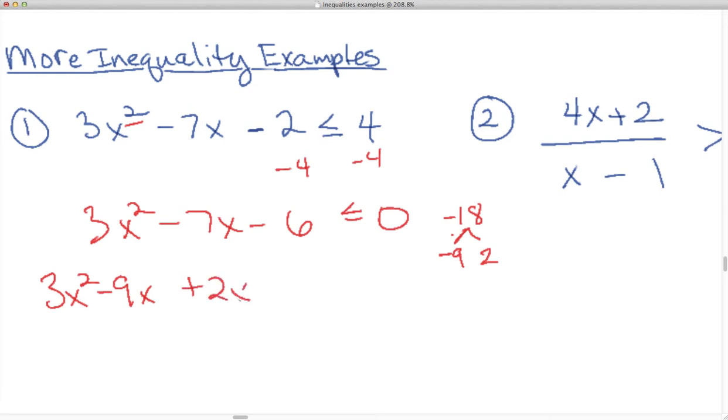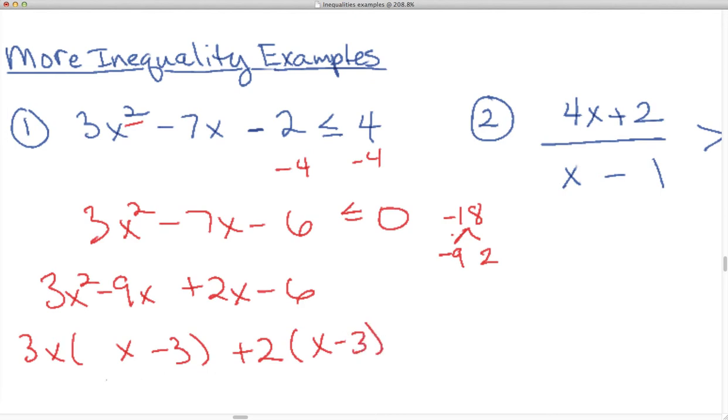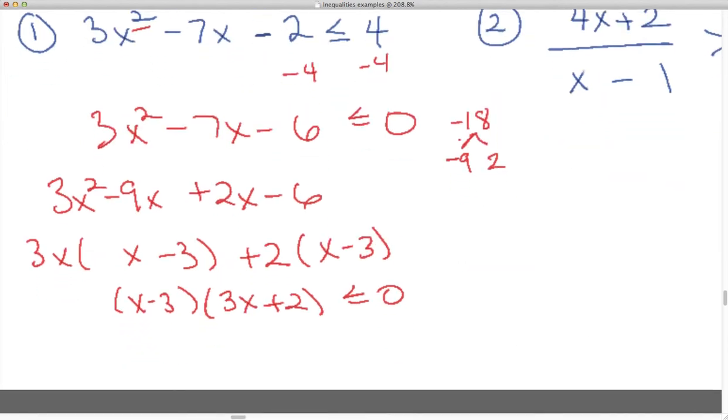Plus 2x minus 6. Factor out the common 3x of the first two. You're left with x minus 3. Then factor out the 2 and you're left with x minus 3 again. So then you're left with x minus 3 times the sum of the coefficients of the two sets of parentheses. And you get that. Okay.